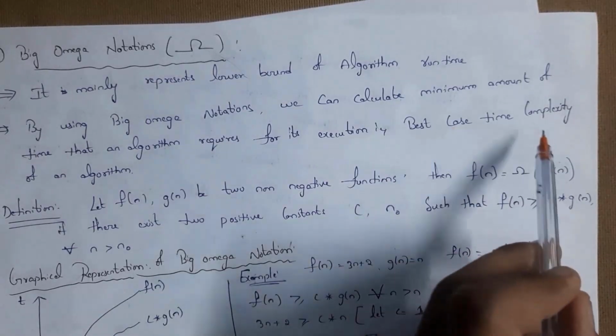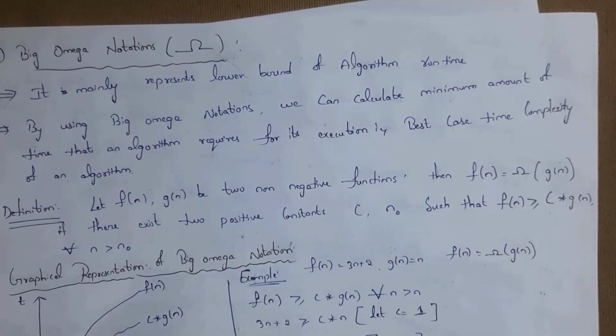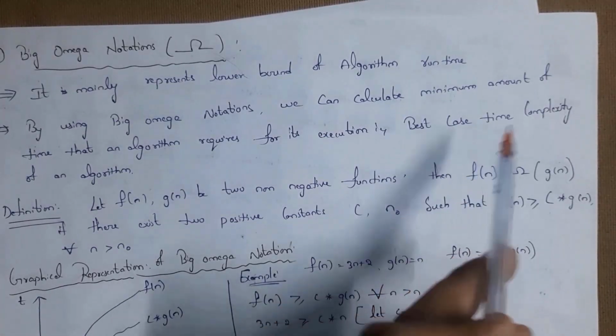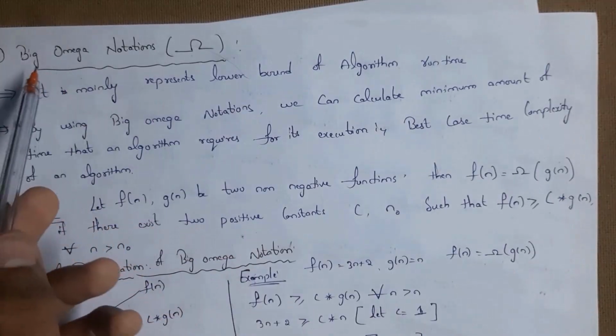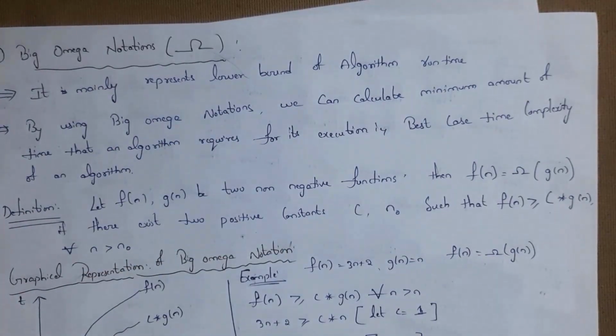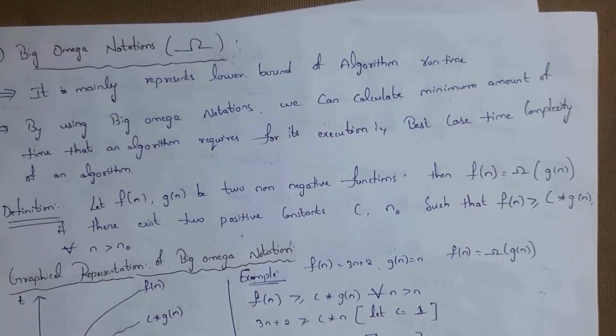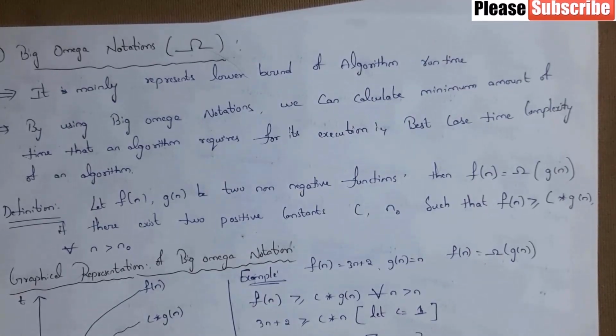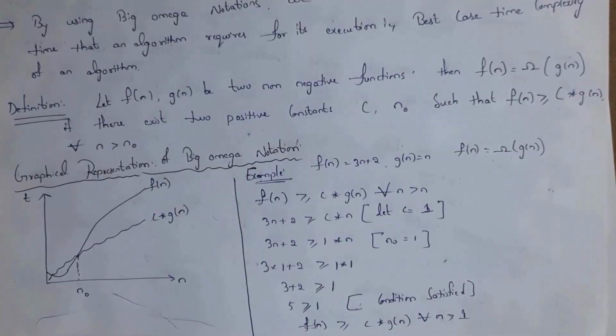Best case time complexity means the minimum amount of time that an algorithm requires for execution, and by using big omega notation we can calculate that minimum amount of time. Whereas big O notation is used to calculate worst case time complexity, big omega notation is used to calculate best case time complexity. This is the definition of big omega notation.